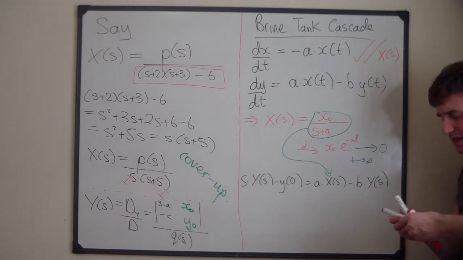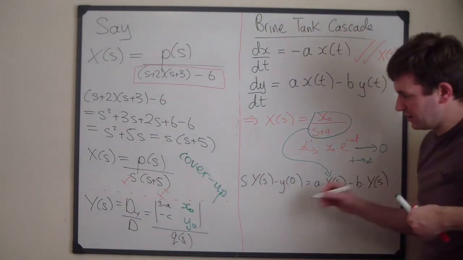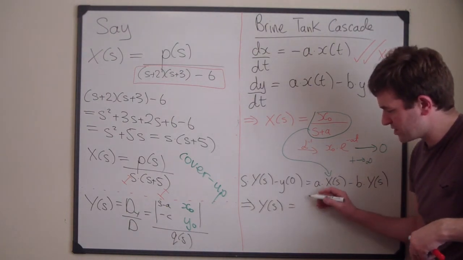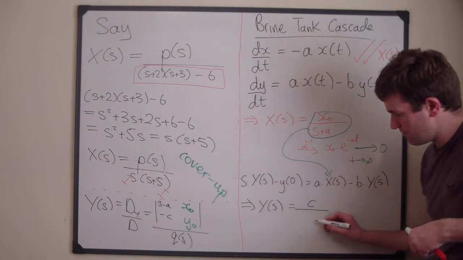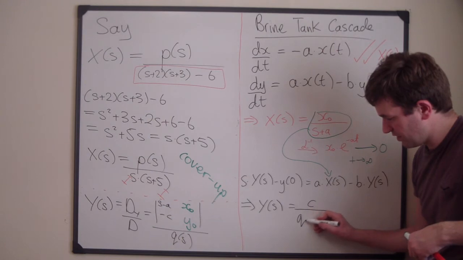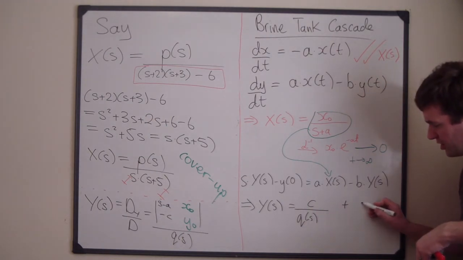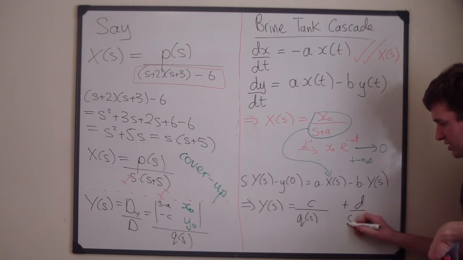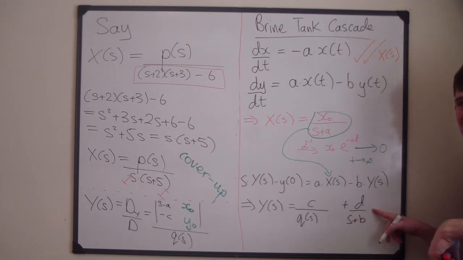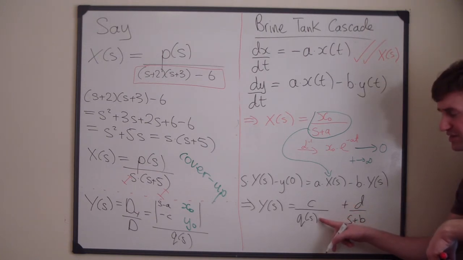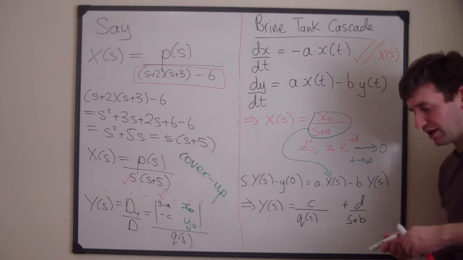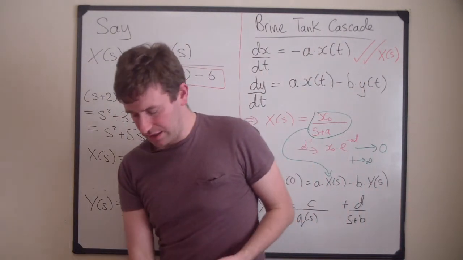Y of s ends up being, let's just roughly say what it is, some number here, say q of s, and you get another term over here. The other term will be something like one over s plus b. This is easy to send back. It'll be d e to the minus bt, and this just needs a cover-up rule. What you get is two exponentials, and they both go to 0. So that's what's to be expected in that example.